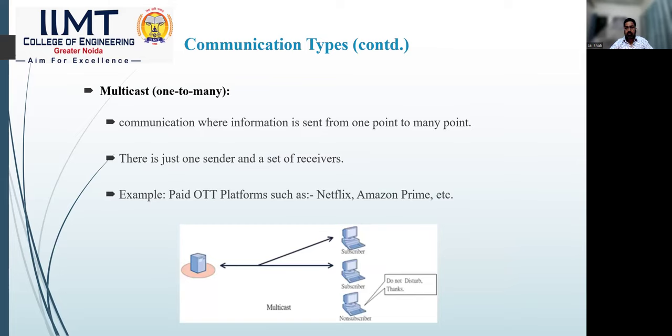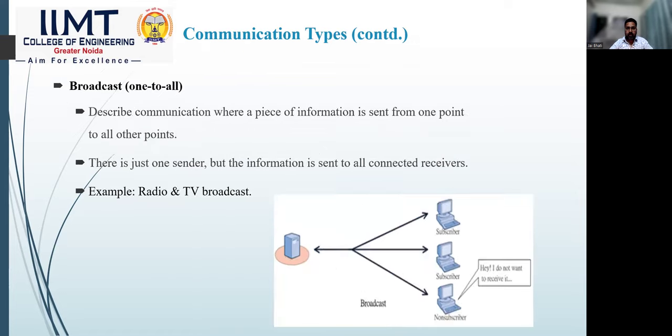Next one is multicast, that means one to many, where the information is sent from one source to multiple nodes. Here, there is one sender and a set of receivers is available. The best example is the paid OTT platforms such as Netflix and Amazon Prime, which are the best examples for the multicast communication model. Third one is the broadcast, which describes the communication from one to all. Means there is one sender and it transmits the data or information to all the other connected receivers. The best example is radio and TV broadcast.